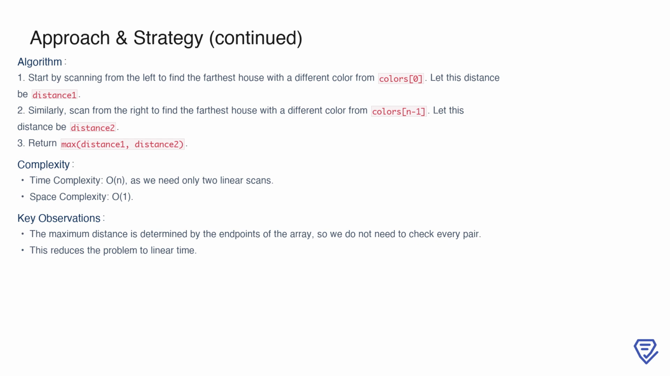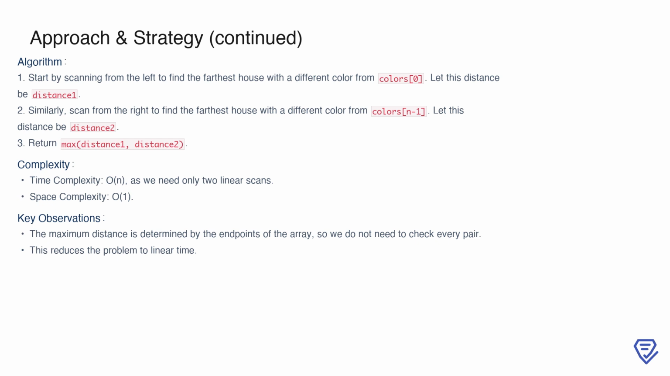Next, we perform a similar scan starting from the rightmost house, looking for the farthest house with a different color from the rightmost house. This distance is stored as distance 2. Finally, the result is the larger of these two distances, max(distance 1, distance 2).